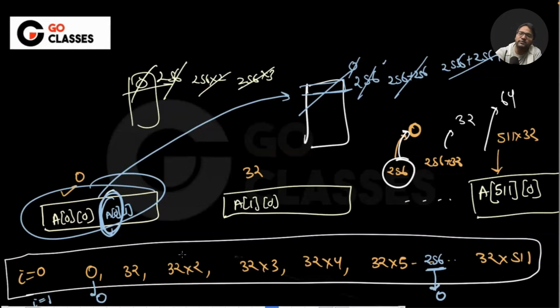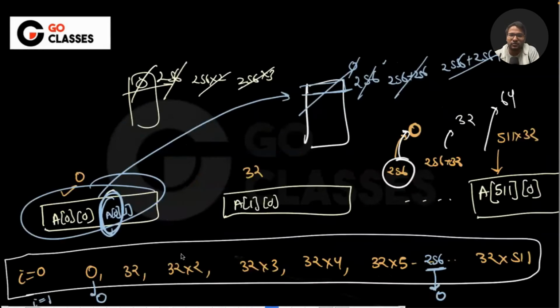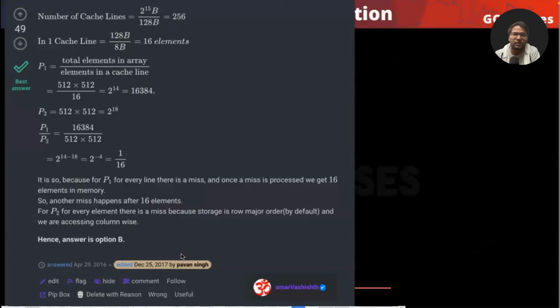So how many elements do we have? It is a miss on every element. How many elements do we have here? 512 into 512. So that many misses you have. You can see, right? These are the total number of misses. So M1 upon M2 is what they're asking. M1 we have found out, and M2 is the number of misses here, right?